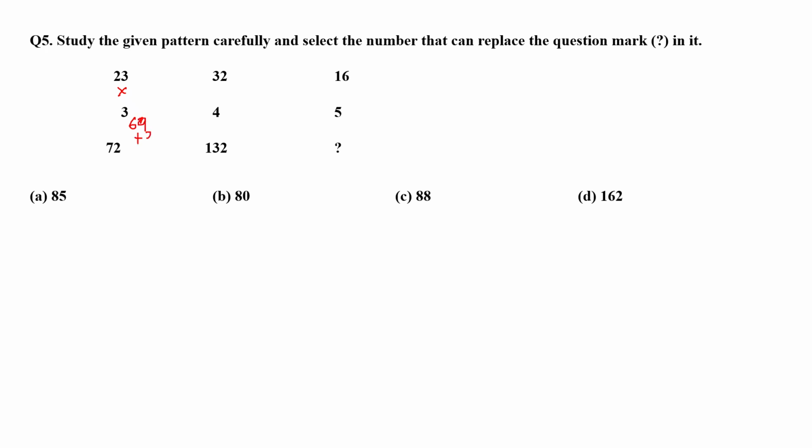That is plus 3. Same way, 32 into 4 is 128, and here I have to add 4. Here 16 into 5 is 80. So let's add here. See, it is increasing: first you have to add 3, then 4. Now next is 5. So here 85 will come. So 85 is the correct answer.